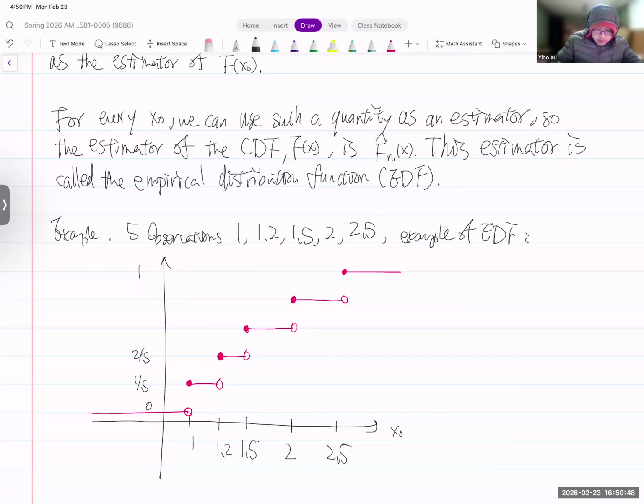So this is our EDF of X. Or you can say this is F sub n of x hat. Here, of course, n is 5. All right, that's pretty straightforward.